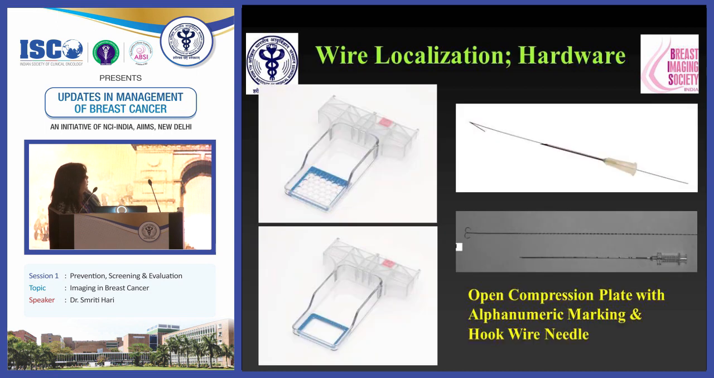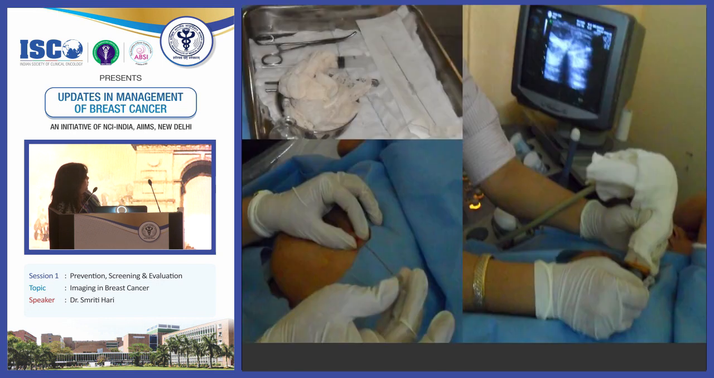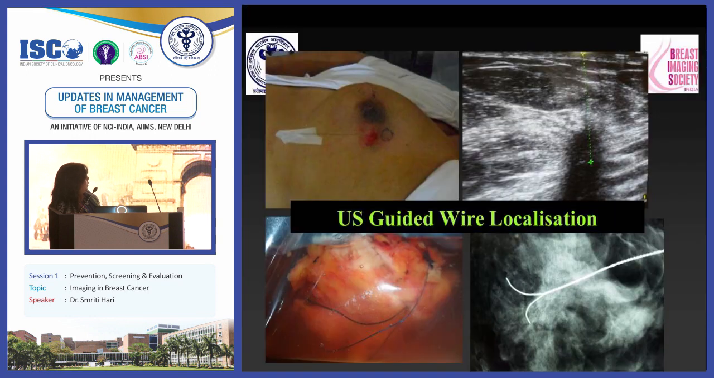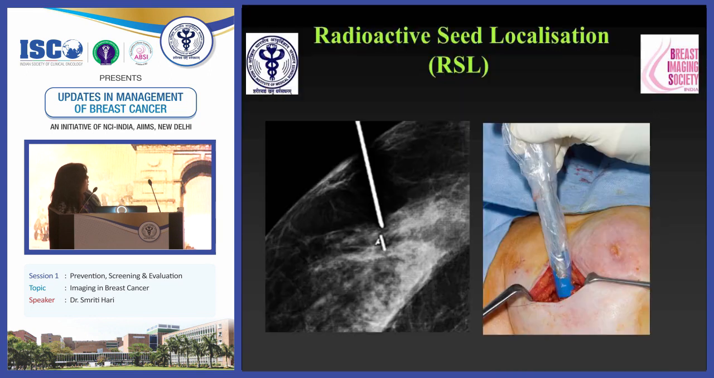This is the wire localization hardware which we use with mammography. This is the way we do it with ultrasound. This is ultrasound-guided wire localization. Radioactive seed localization can be performed because some of the surgeons really don't like the wire, and also the need to schedule the patient just before the surgery. So radioactive seeds can be put instead of the wire by up to 1 week before the surgery.